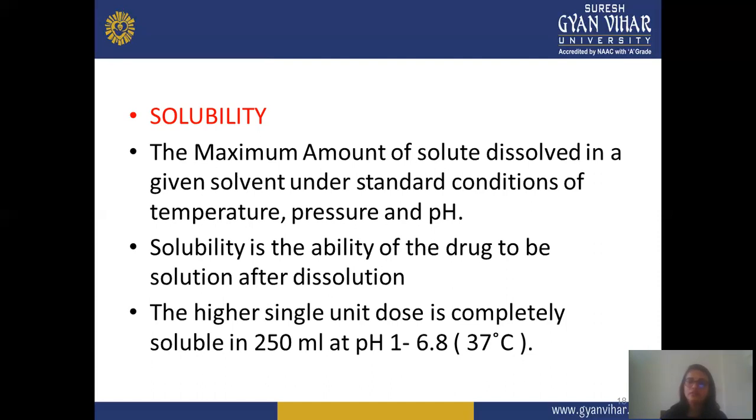The highest single dose is completely soluble in 250 ml at pH 1 to 6.8 at 37 degrees Celsius. It's an example. If you are taking a single dose, then it should be completely solubilized in 250 ml of solution, and the pH condition is 1 to 6.8 according to your formulation, where the effect is required, in buffer solution in 250 ml, and it is completely solubilized at body temperature, that is 37 degrees Celsius.